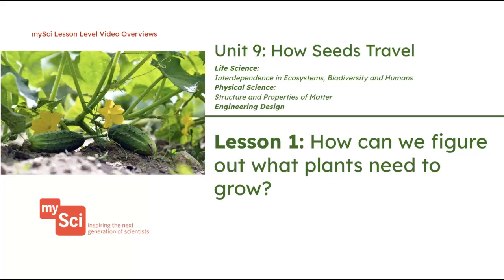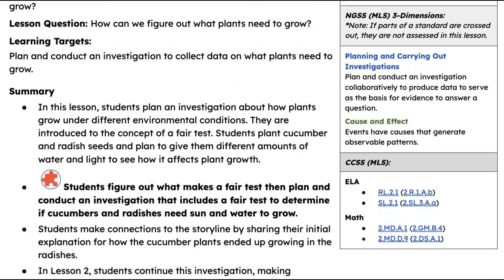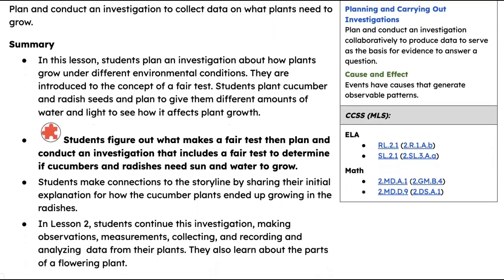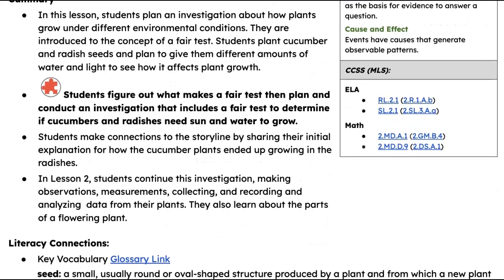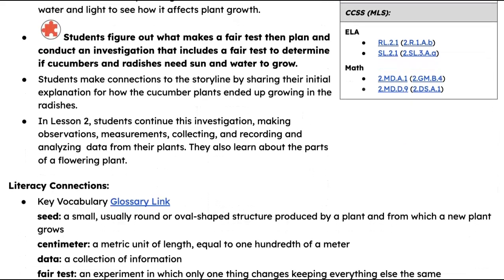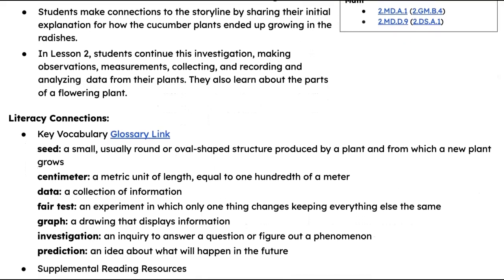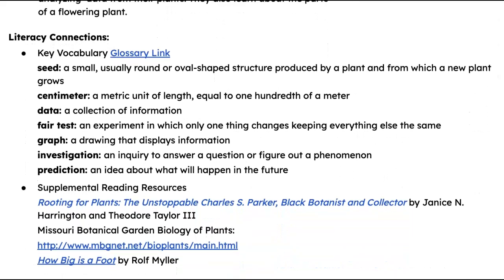Students figure out what makes a fair test, then plan and conduct an investigation that includes a fair test to determine if cucumbers and radishes need sun and water to grow. Students make connections to the storyline by sharing their initial explanation for how the cucumber plants ended up growing in the radishes. There are several opportunities for ELA and math cross-curricular connections throughout the lesson. You can look for specific standard connections in the Unit 9 Teacher Guide. This lesson will take approximately 4 days to complete.